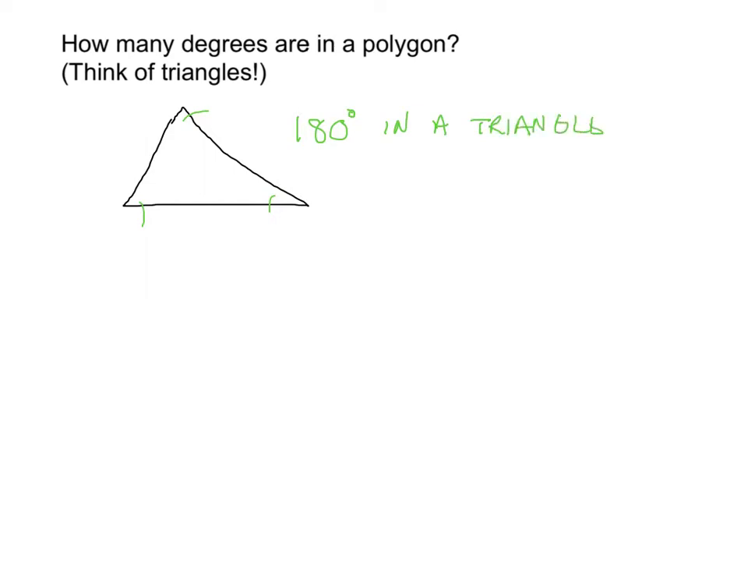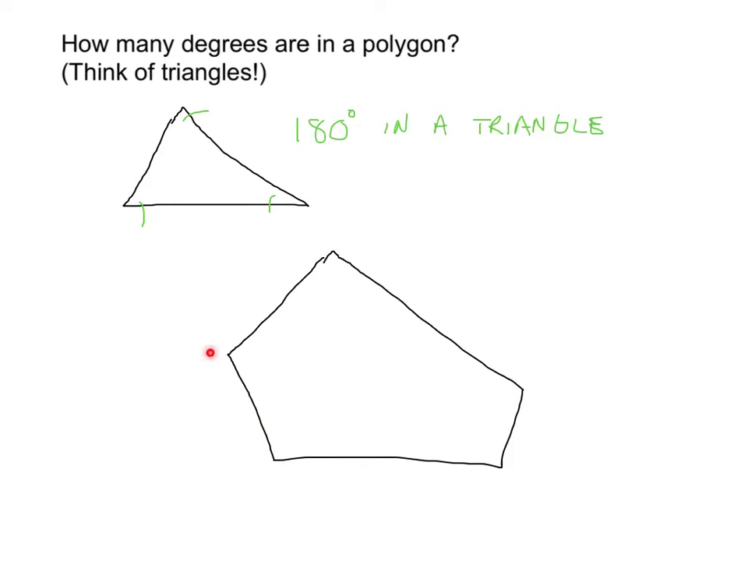So why is that helpful? Well, let's think of a situation where we want to find out how many degrees are in, let's say, this irregular pentagon. I drew a pentagon because 1, 2, 3, 4, 5. There are 5 sides there, so we call it a pentagon. So how many degrees are in this? Think of triangles. Try to divide this pentagon up into a bunch of triangles. So let's talk about just one vertex.